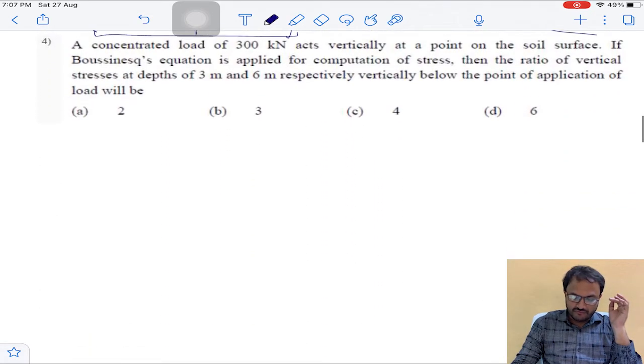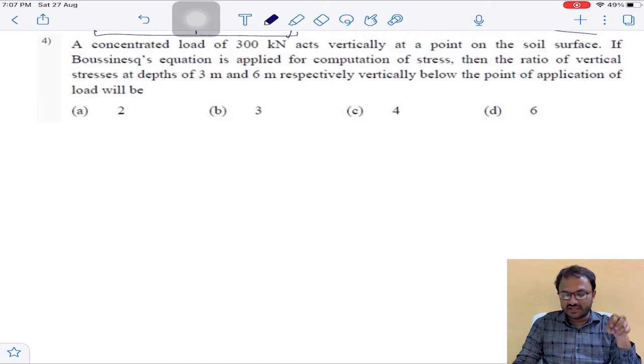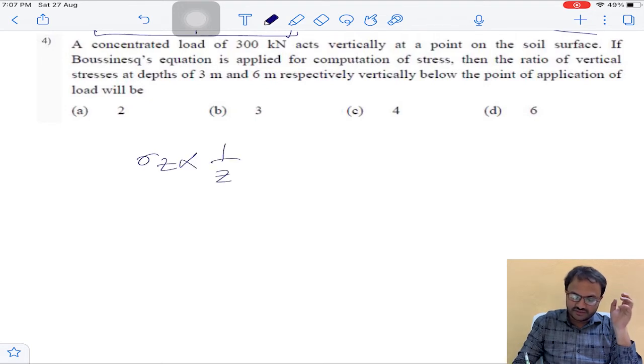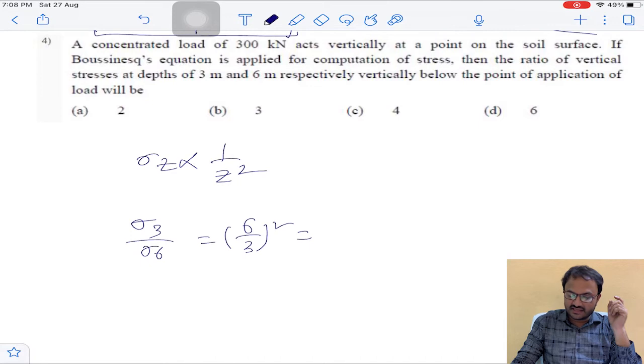Now question number 4. A concentrated load 300 kN acts vertically at a point on the soil surface. If Boussinesq equation is applied for computation of stress, then the ratio of vertical stress at depth 3 meters and 6 meters respectively, he has given sigma Z. We know already sigma Z is inversely proportional to Z square. He asked us to calculate the ratio of vertical stress at 3 meters to 6 meters. So sigma 3 divided by sigma 6 is equal to (6 by 3) whole square, that is 4. Clear? Answer C for question number 4.